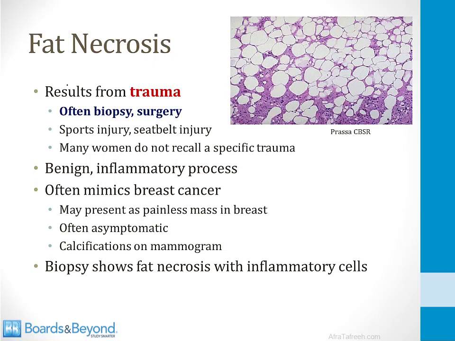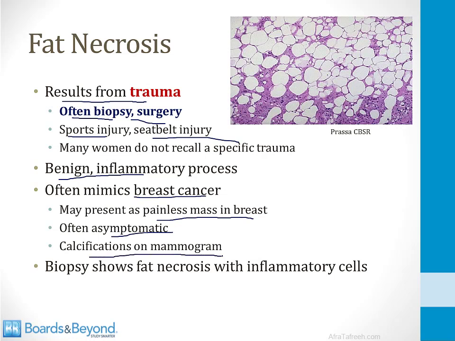Fat necrosis of the breast results from trauma. Often it's a prior breast biopsy or breast surgery, although it can sometimes be a sports injury or a seatbelt injury. And many women, in fact, do not recall a specific trauma prior to developing fat necrosis. It's a benign inflammatory process just like mammary duct ectasia, and also like mammary duct ectasia, it often mimics breast cancer. It can present as a painless mass in the breast. It's often asymptomatic, and it can sometimes lead to calcifications on mammogram.